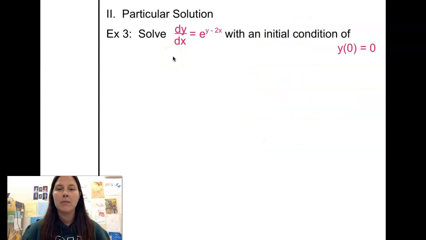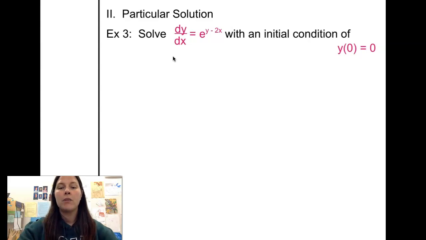All right, a couple more examples. This time we're looking for a particular solution, so we're given an initial condition, but same concept. We need to start by separating the variables. When we look at this one, initially it doesn't seem like it's even possible to separate those variables because they are together in that exponent with subtraction.